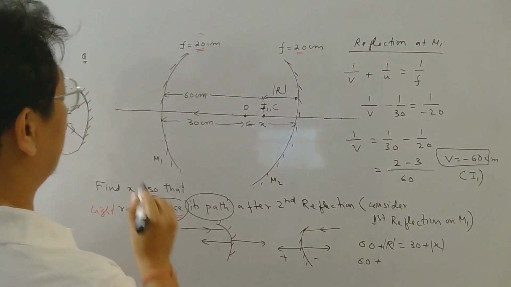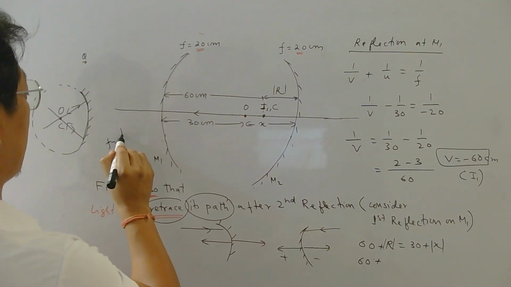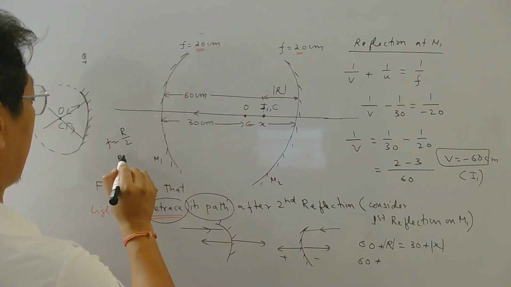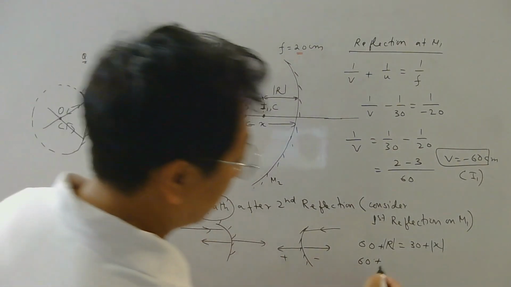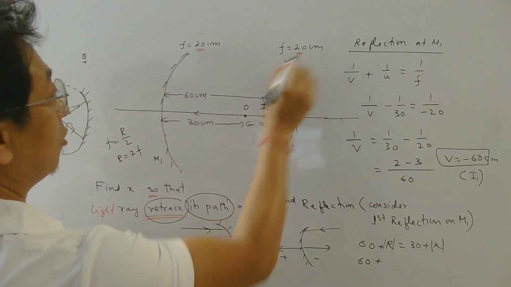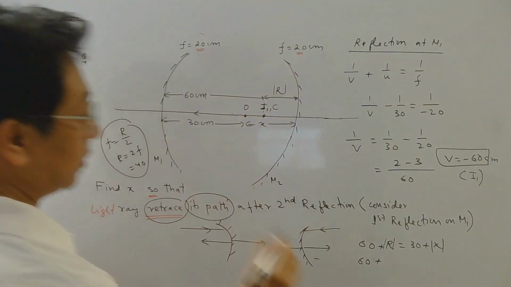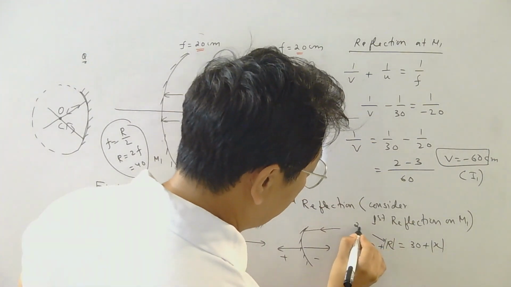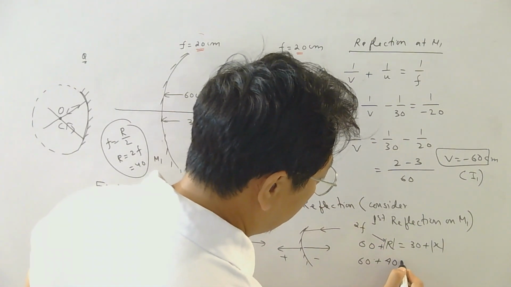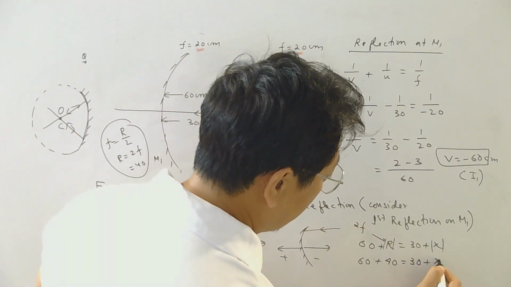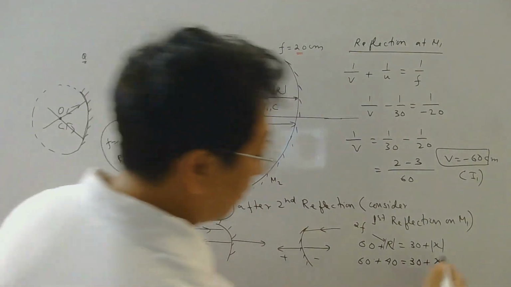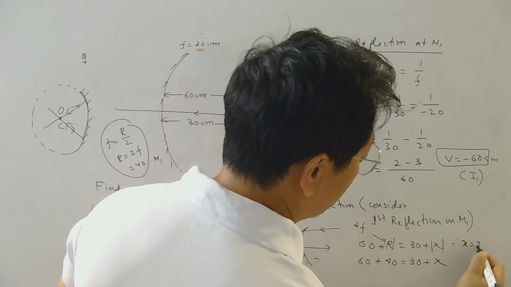So what is R? Well, F is equal to R by 2. So R's magnitude will be 2F. And 2F here is how much? 40, because F is 20. So this is 2F, which is 40, equal to 30 plus X. If you simplify, you will get 70 as the answer.